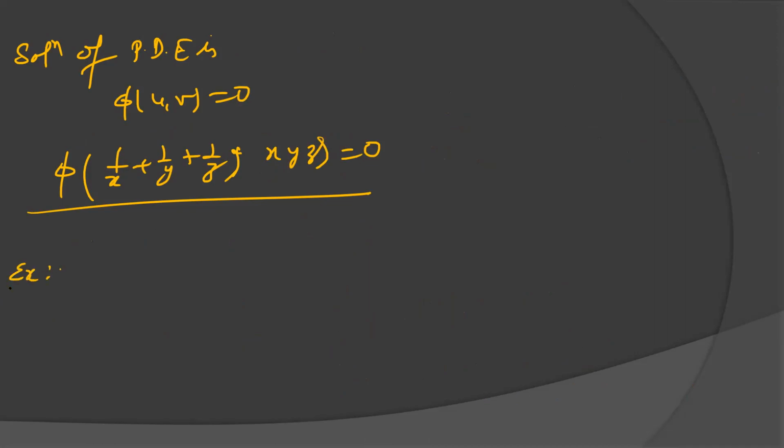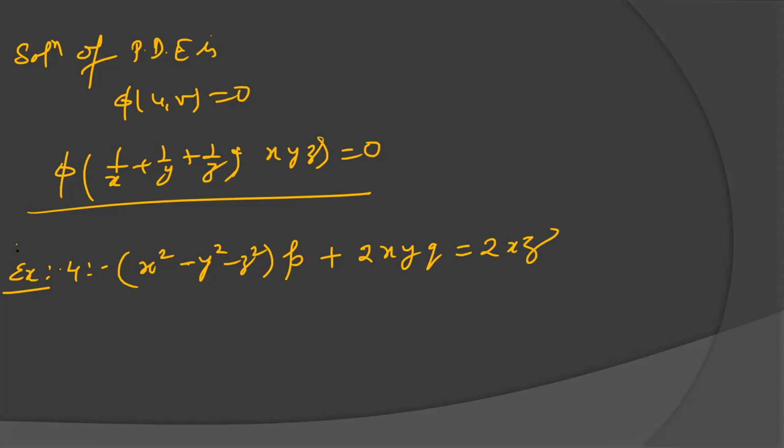One example I am giving you as homework. Try to solve this: x square minus y square minus z square into p plus 2xyq equal to 2xz. This is a homework problem.